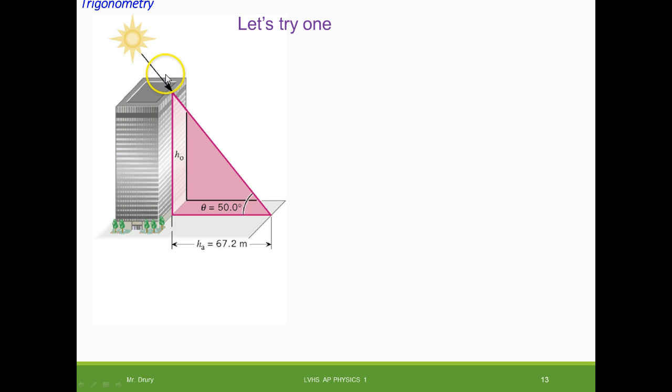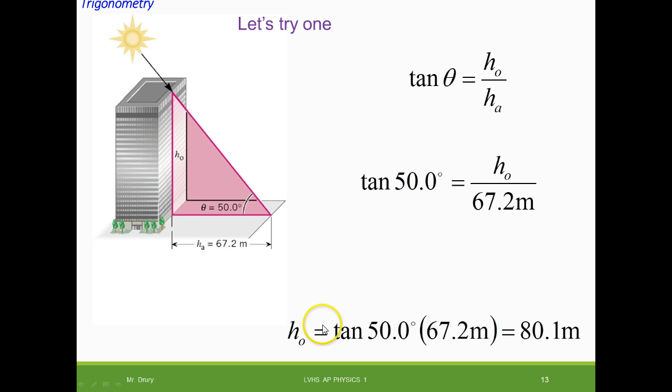Now let's see how we can use this. Let's say the sun is shining on a building and it's casting a shadow that extends out from the base of the building 67.2 meters. And it makes an angle of 50 degrees with the horizontal. And we're interested in finding out how high this building is. Since we don't know the hypotenuse, we would have to use the tangent. Because the tangent is going to be comparing this adjacent side to the opposite side, and we already know the angle. So if we put the numbers in, and then we actually solve for the opposite side, we would get the tangent of the angle times the adjacent side.